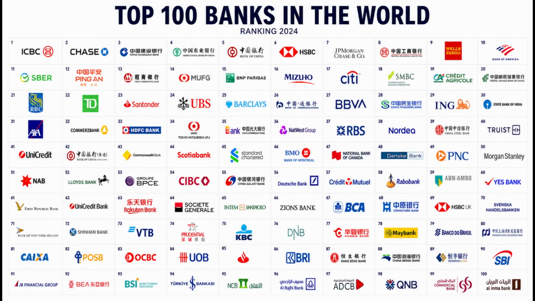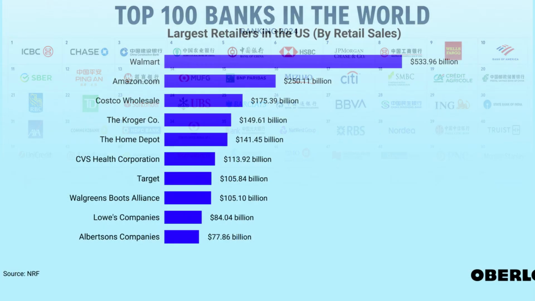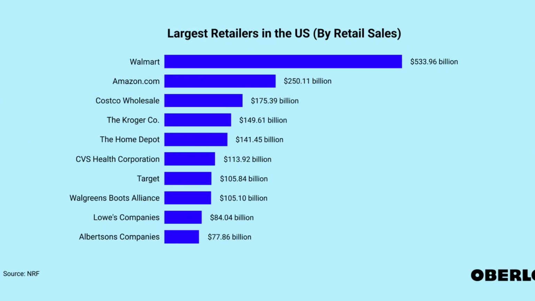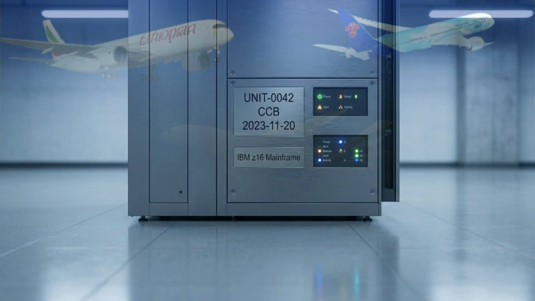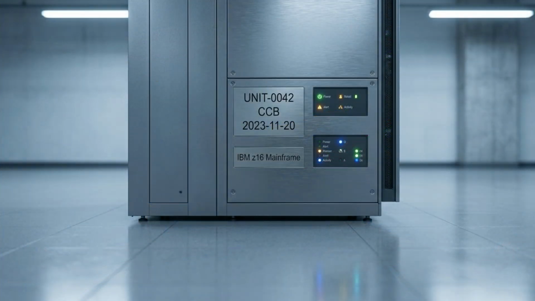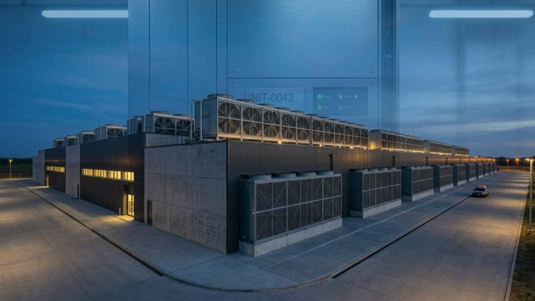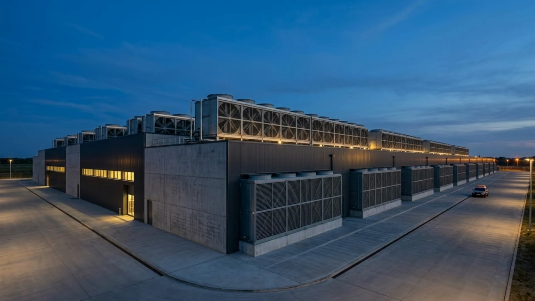95 of the top 100 banks in the world, 10 of the top 10 insurance companies, 23 of the 25 largest retailers in the US, all 10 of the world's top airlines. z/OS. Not a cloud, not a server farm in Virginia, a physical machine the size of a refrigerator in a data center you've never heard of, running software that predates the moon landing.